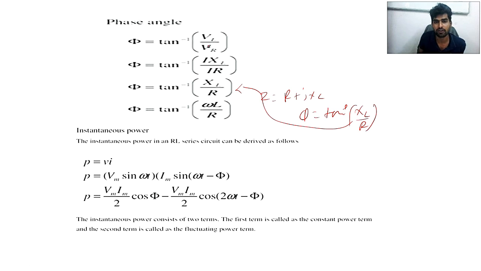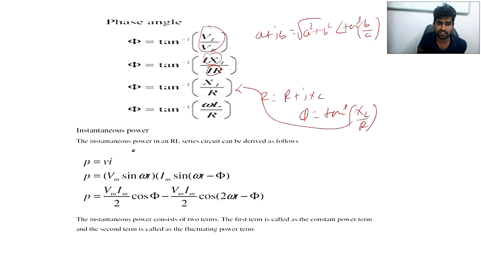You can use this formula also, VL by VR. VL is equal to I into XL, VR is equal to I into R. Voltage drop across resistance, voltage drop across inductance. So already we discussed in the mathematics, A plus jB, complex value. So if you want to calculate in polar form, root of A square plus B square, tan inverse of B by A. Already we used this in the mathematics.